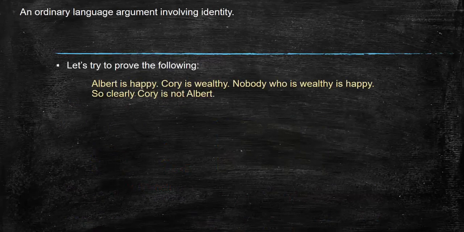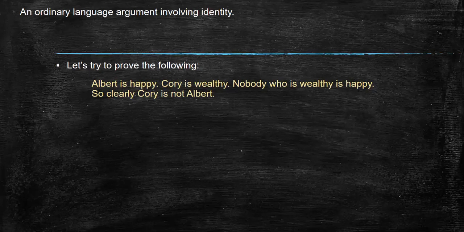So let's try to prove this. Albert is happy. Corey is wealthy. Nobody who is wealthy is happy. So clearly, Corey is not Albert.